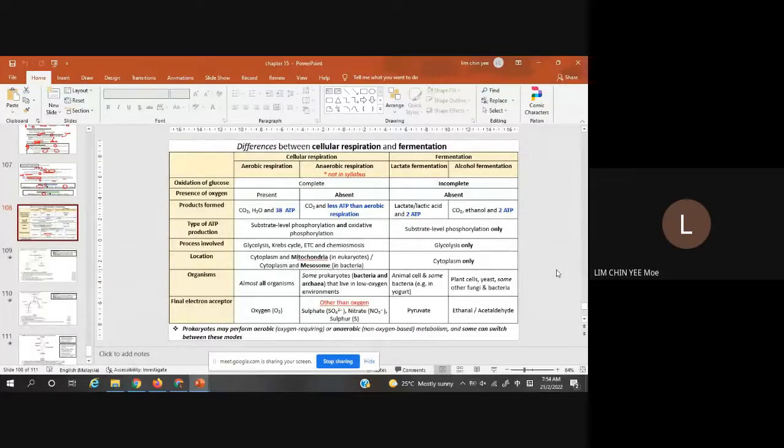Eksperimen tu masih tak tahu is it online or face to face. It depends on how long you need to be quarantined. I will keep you updated.